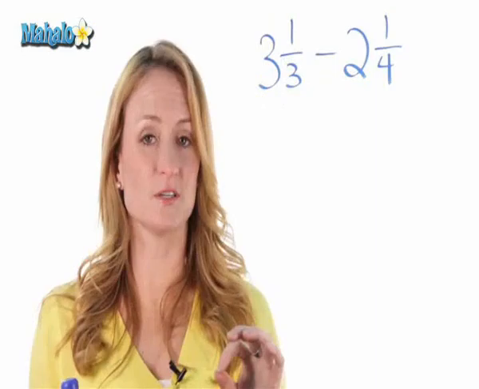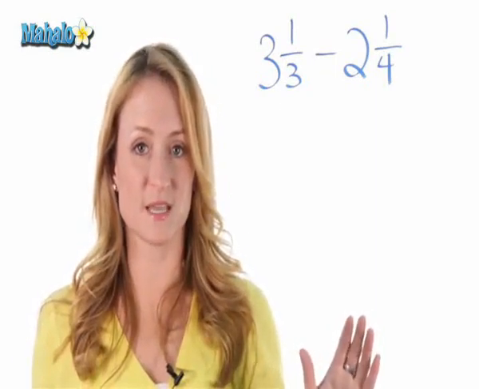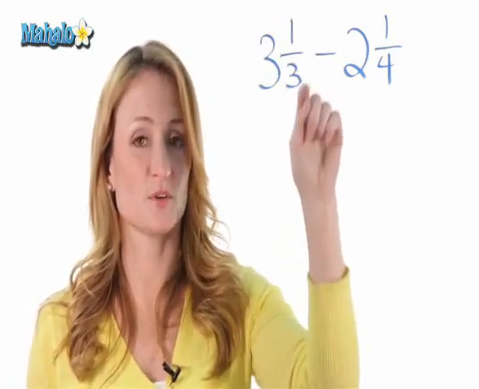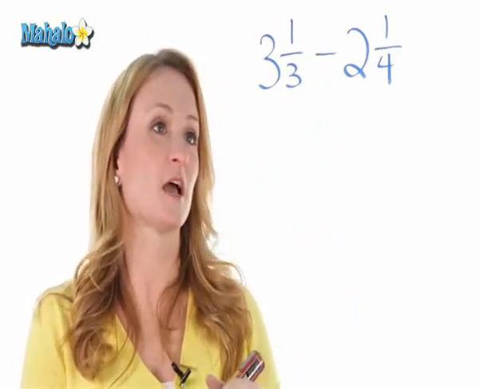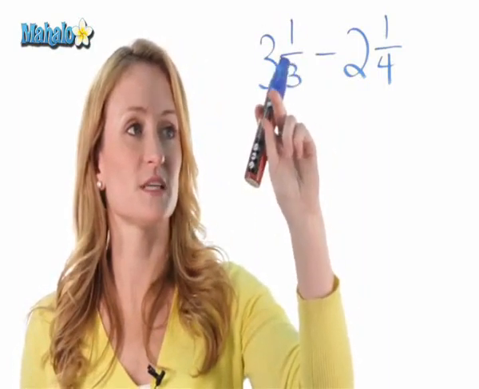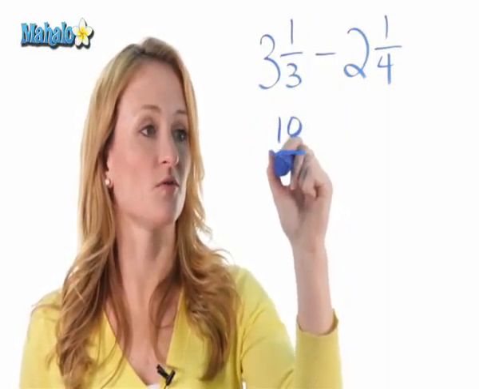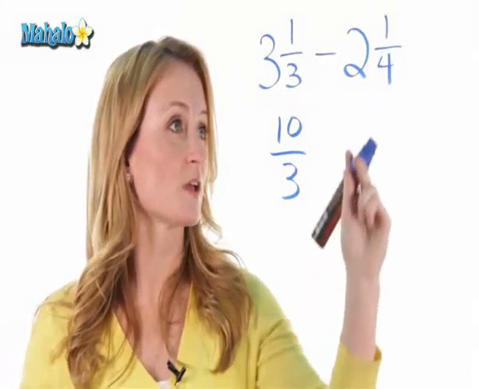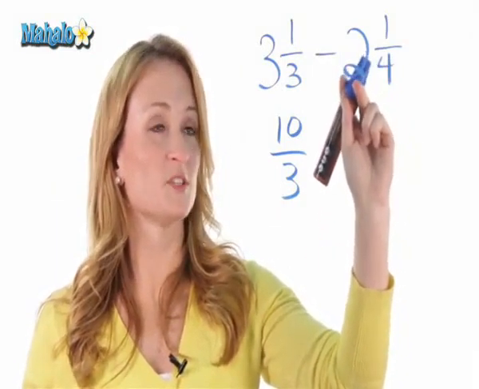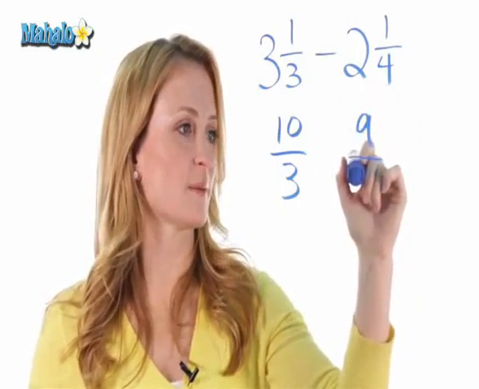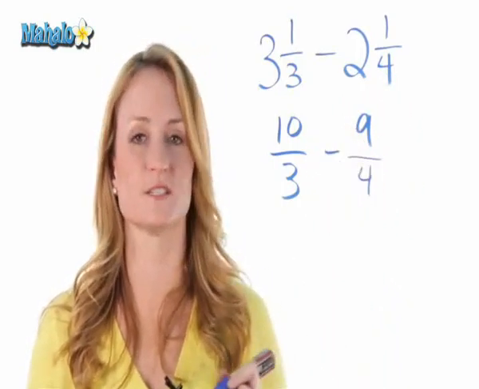So here's a way you can do it, and you do every problem the exact same way, and you're guaranteed to get it right. First, we need to turn these mixed numbers into just fractions. And we know how to do that by saying 3 times 3 is 9, plus 1 is 10, over the same denominator. And over here we have 4 times 2 is 8, plus 1 is 9, over the same denominator. Bring down our subtraction sign.